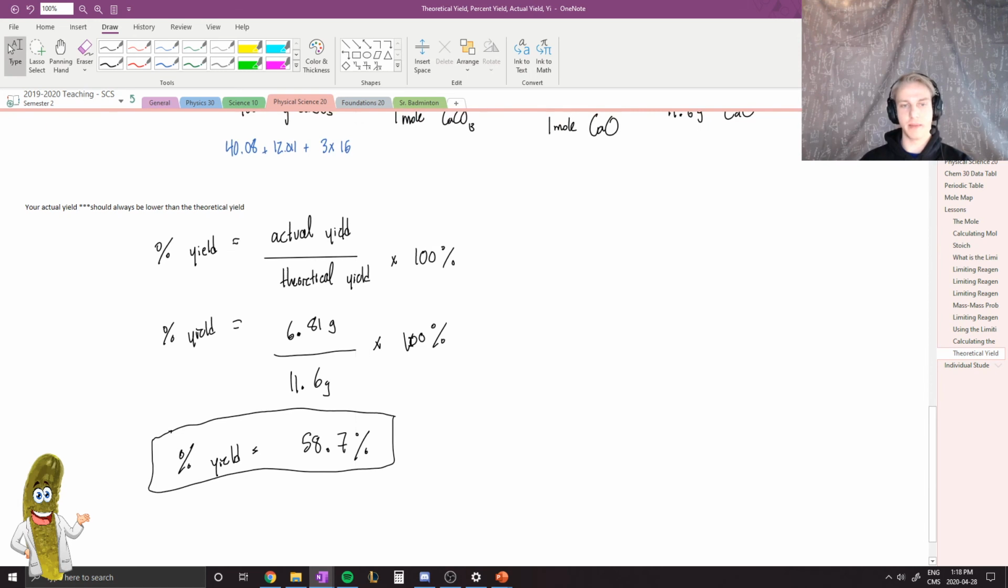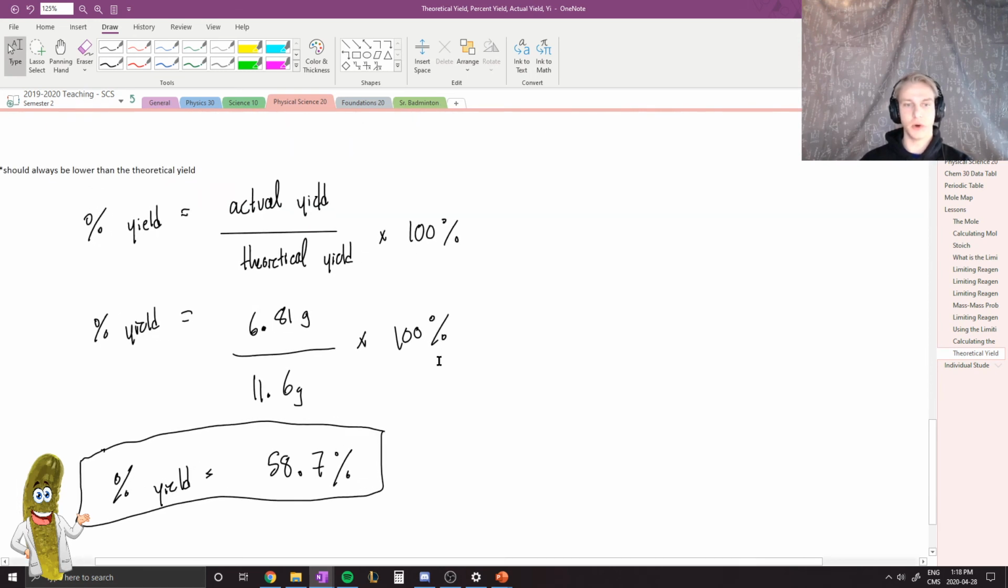I would multiply it by an actual 100. The reason I'm saying multiply by 100% is because if I plug in all the units, I have grams of CaO and grams of CaO. Those two will cancel out. So what the percent acts like here is the unit.